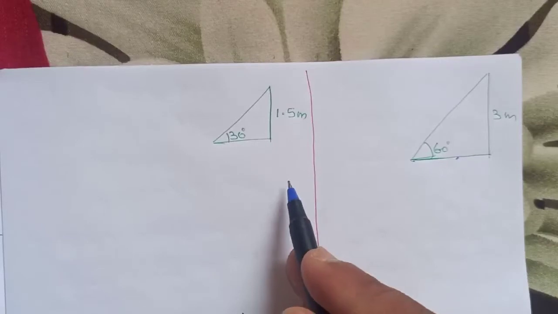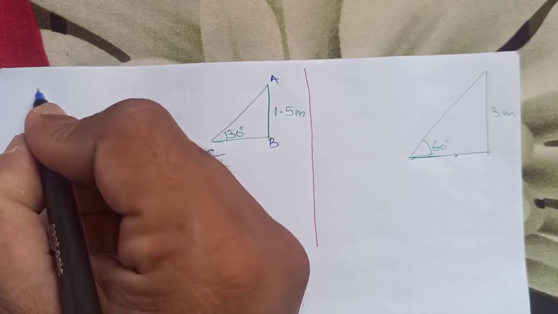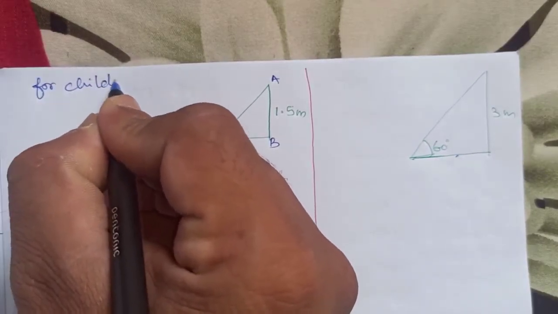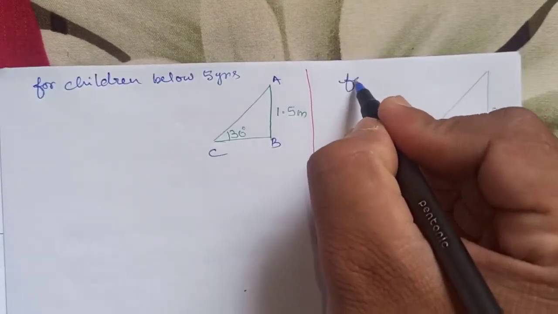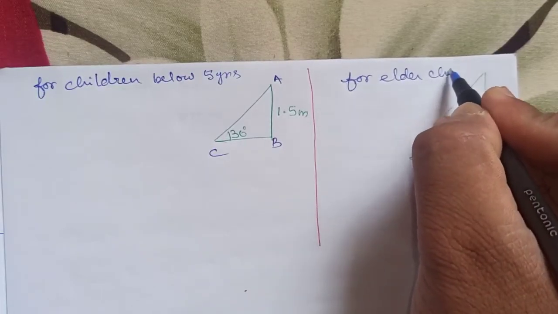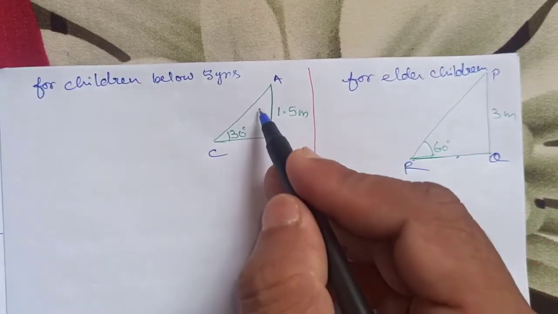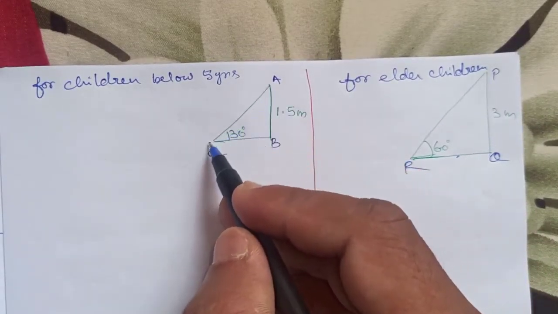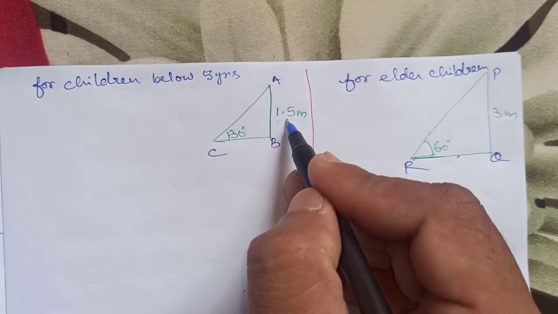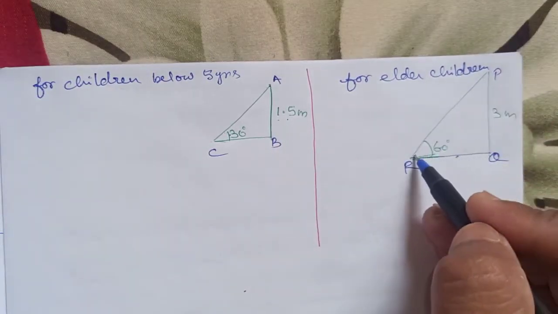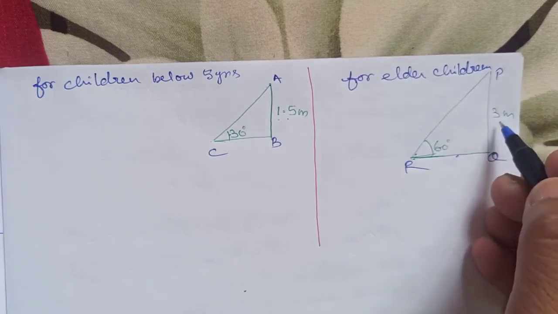So I have drawn the diagram. These are the two diagrams from the given question. I will name it as A, B, C. This is for children below 5 years and this is for elder children. Suppose I will name it as PQR. Understood? So in this slide, the slide and the ground make an angle of 30 degree and the slide is reaching at a height of 1.5 meters. Similarly here, the slide and the ground level make an angle of 60 degree and the height is reaching at a height of 3 meter.